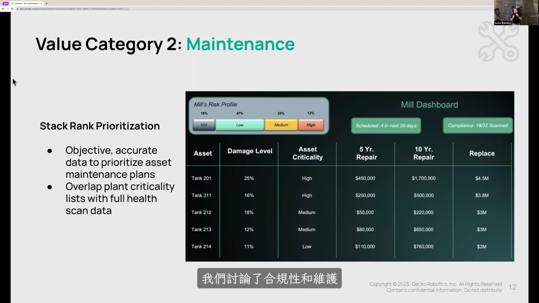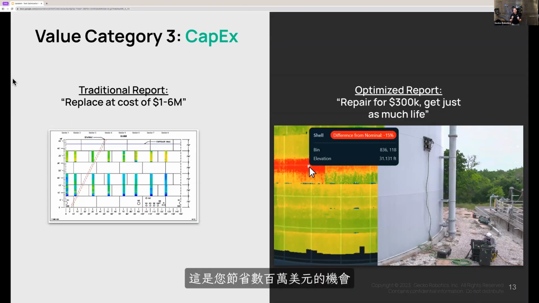All right, so we've talked about compliance as a value category. We've talked about maintenance. Now let's talk about CapEx. In many cases, this is the most immediate opportunity for you to save millions of dollars. Now, this might sound a little disturbing, but what we have found across pretty much every industrial site in every organization is that somewhere between 10 and 20% of the time, companies make a bad decision.